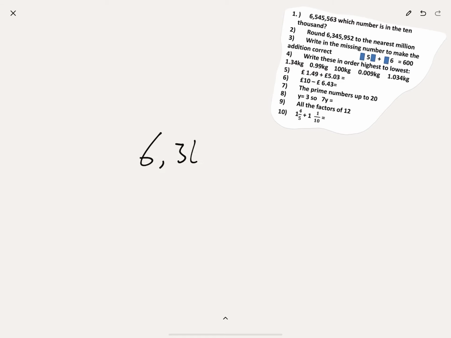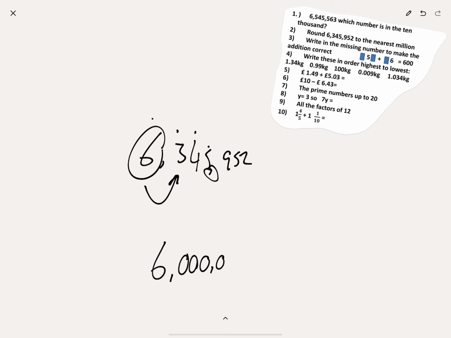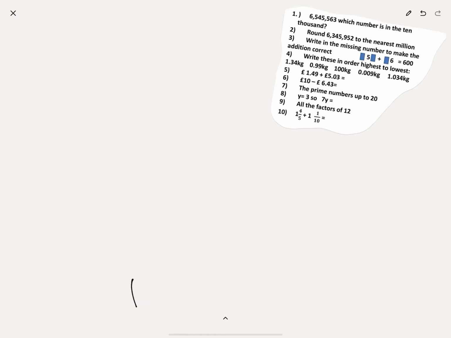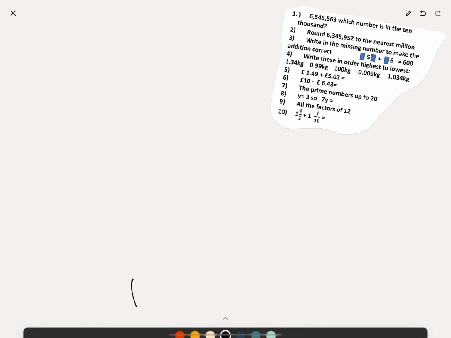6, 3, 4, 5, 9, 5, 2 to the nearest million. Okay, this is the millions column. So you've got the comma between thousands and hundreds, which means you've got 1,000, 10,000, 100,000, million. Okay, so if this is the million column, then you're looking one place value column to the right. It's a 3, so it's going to round down. So it's 6 million. Okay. Again, I must have explained that one every day to you for a month now.